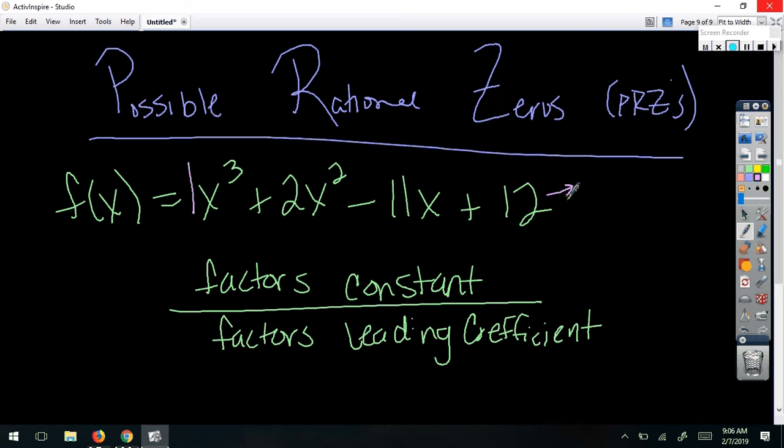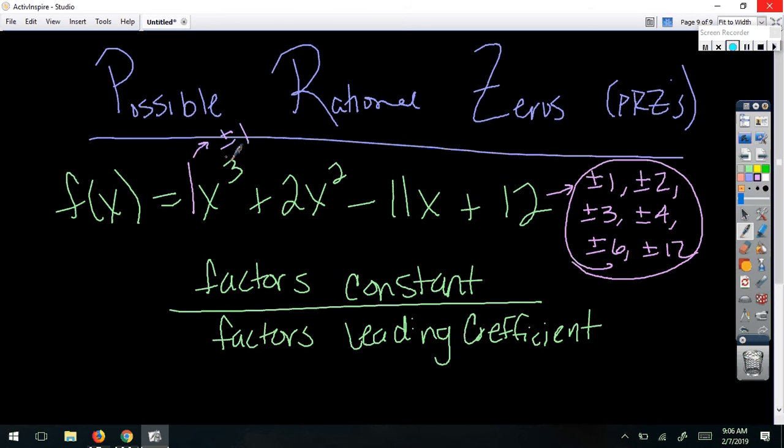So tell me, what are the factors of 12? 1 and 12. I'm going to say plus or minus, right? Because they can be negative too. 1, I heard 2. I'm going to go in numerical order here to make my life easier. 3, 4, somebody said 6, and 12. Those are all the factors of 12, right? How about the factors of 1? Just 1, right? So to find the PRZs, I would take all of these numbers and divide them by all of the factors of the leading coefficient. In this case, it's only 1.